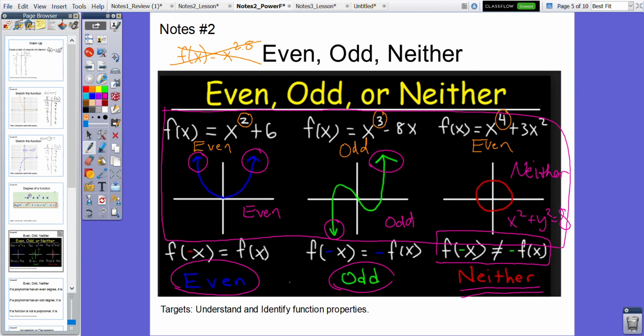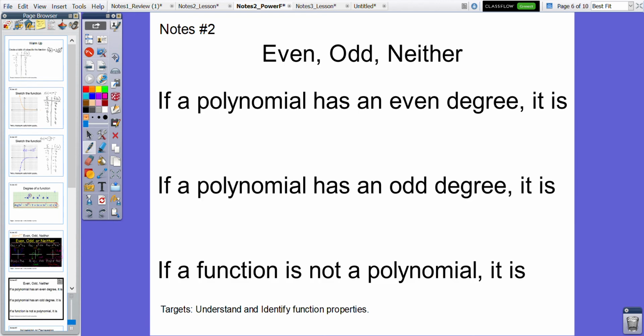Okay, so moving on here, I'll give you guys a little bit of time to write this. You can feel free to pause this if you want to. If a polynomial has an even degree, it is even. Okay, so we have a degree of 2, 4, 6, 8, 10, a million. As long as it's an even number, it has to be an even degree. Okay? Therefore, if a polynomial has an odd degree, it is an odd function. So odd.